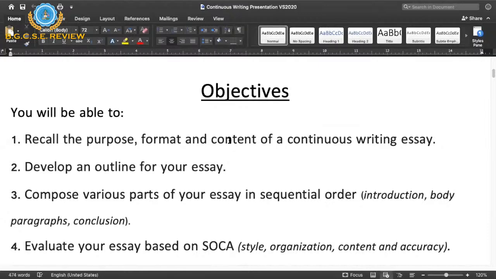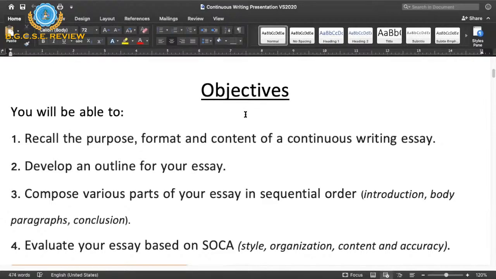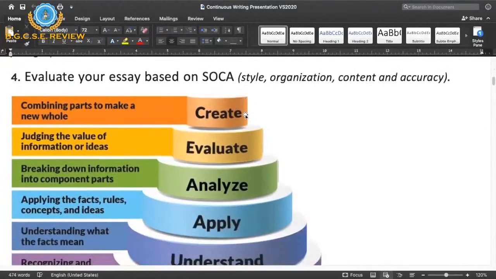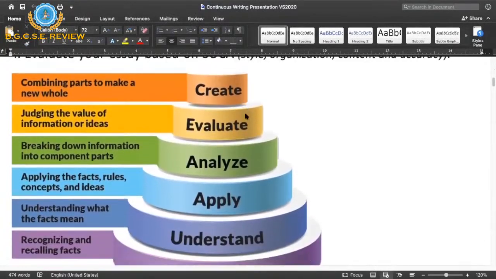Number 4, you will be able to evaluate your essay based on SOCA. Remember what SOCA is? It is an acronym for the criteria for the continuous writing essay. It refers to style, organization, content, and accuracy. So I'm going to put this in different terms for you so you can see where we're going.